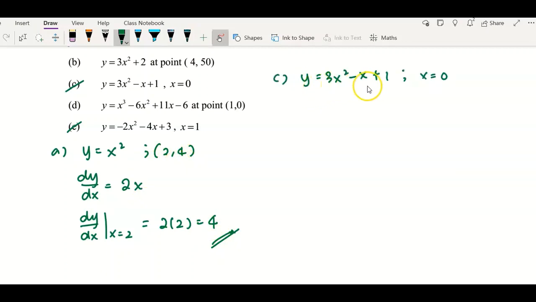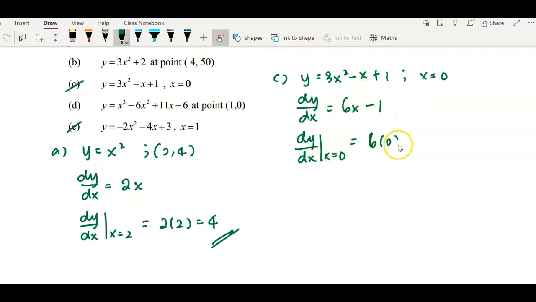Question C, a quadratic function is given, and we are going to get the gradient of the tangent line at the point x equals 0. The same method applies. Just get dy/dx first. Find your first derivative, that will be 6x minus 1. To get the gradient of the tangent line at x equals 0, we just substitute x equals 0 into dy/dx. That will be 6 multiplied by 0 minus 1, which equals negative 1. This is the gradient at x equals 0.